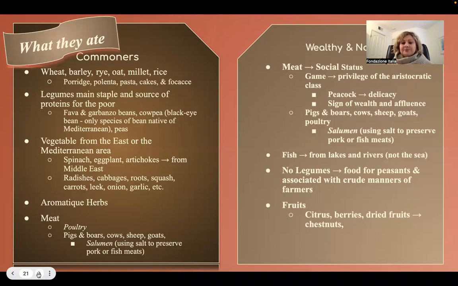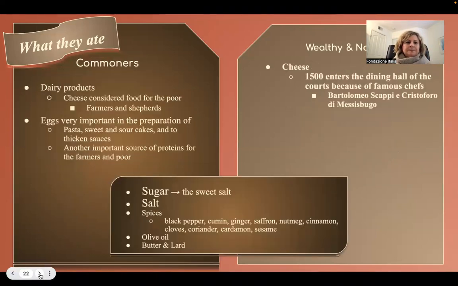And then fruits, and dairy products, although cheese was not considered food for the wealthy, but for the poor. It was not used until later on in the 1500s, when a famous chef started using it in preparing dishes for the popes.